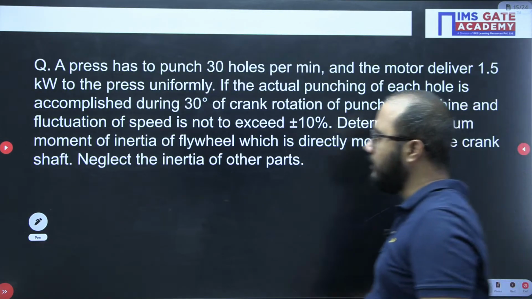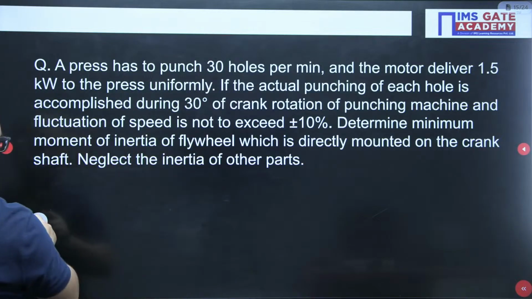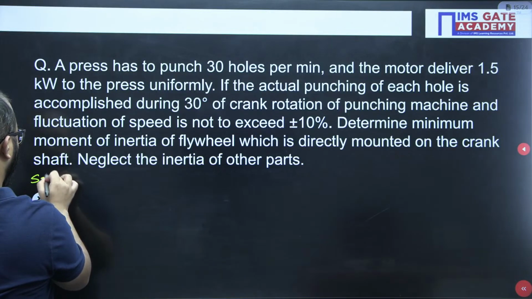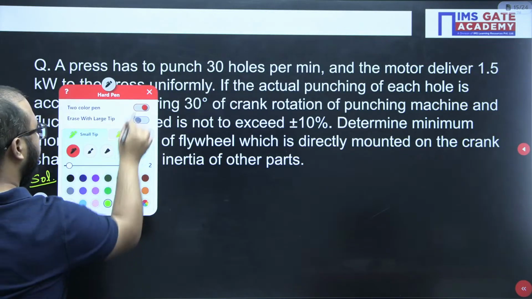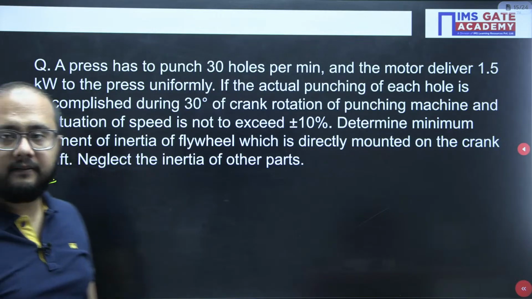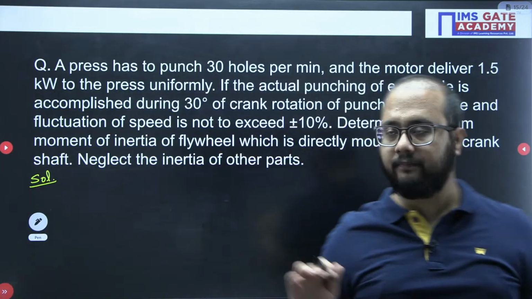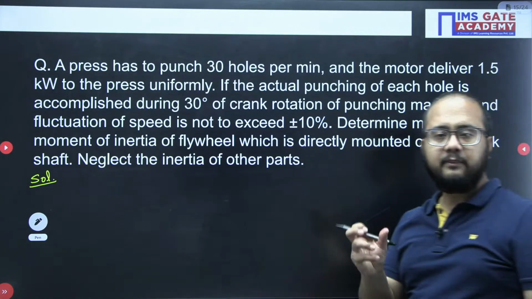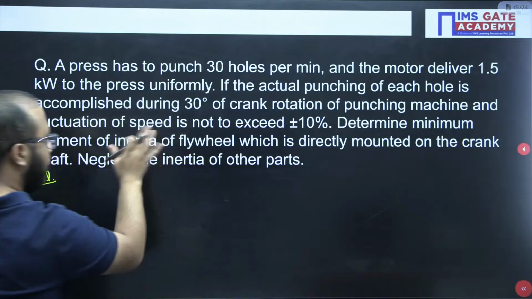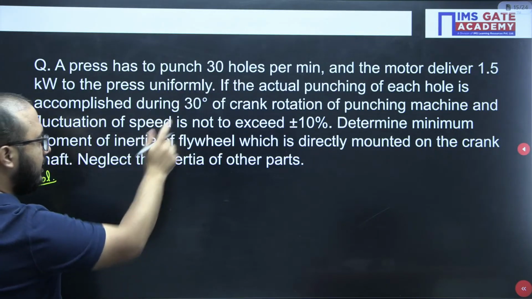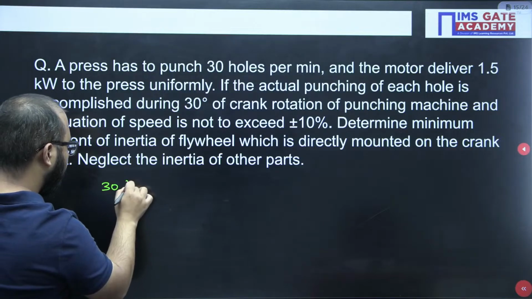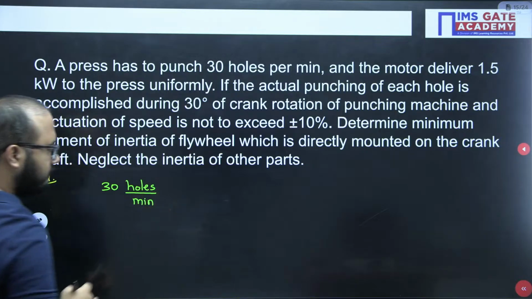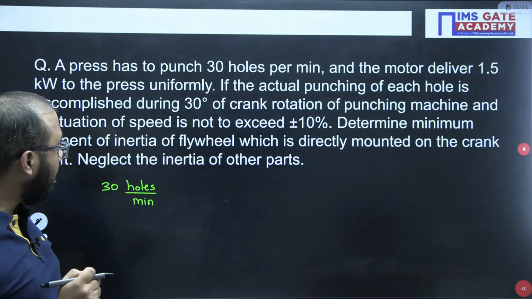Now, this was the problem which was asked in engineering services conventional examination. Right? Now, see, carefully read this question. A press has to punch 30 holes per minute. So, line by line, we will read the question and try to understand what actually they are saying. Has to punch 30 holes per minute. Clear? 30 holes per minute.